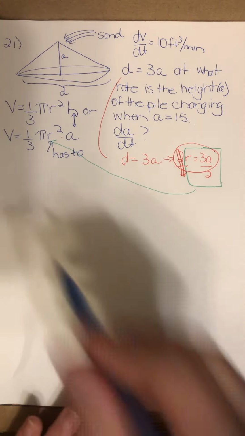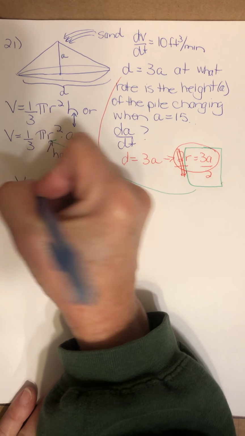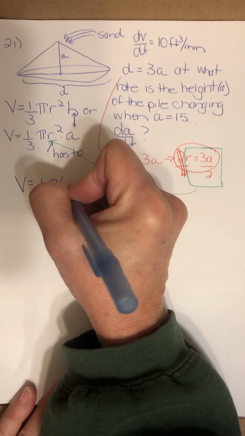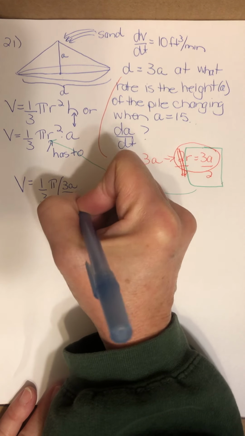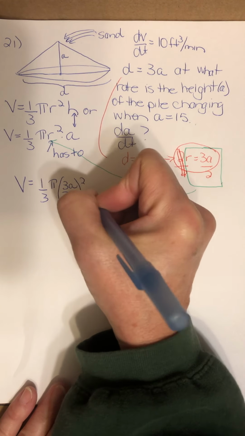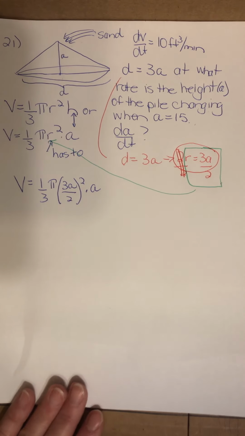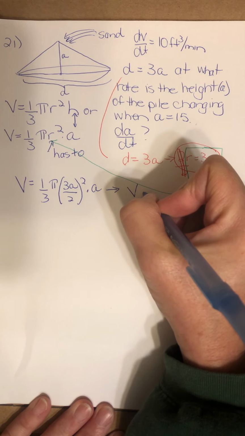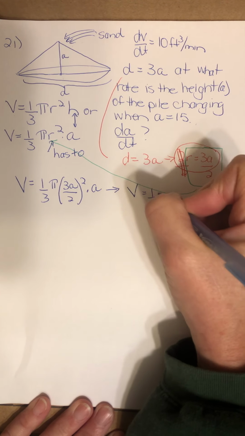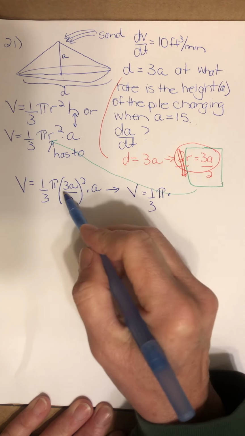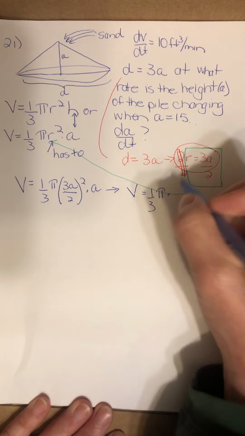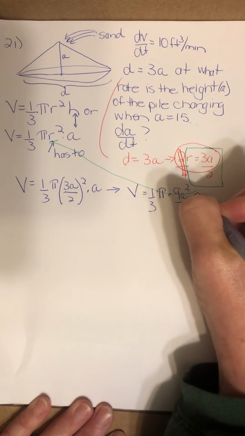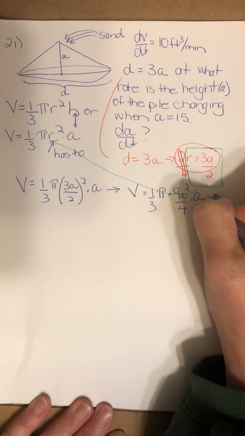So let's fix up our volume formula. That would be 1/3 pi, and that would be 3a over 2 squared times a. Okay, let's fix it up a little bit more. The volume would equal 1/3 pi times 9a squared over 4 times a, one more step.